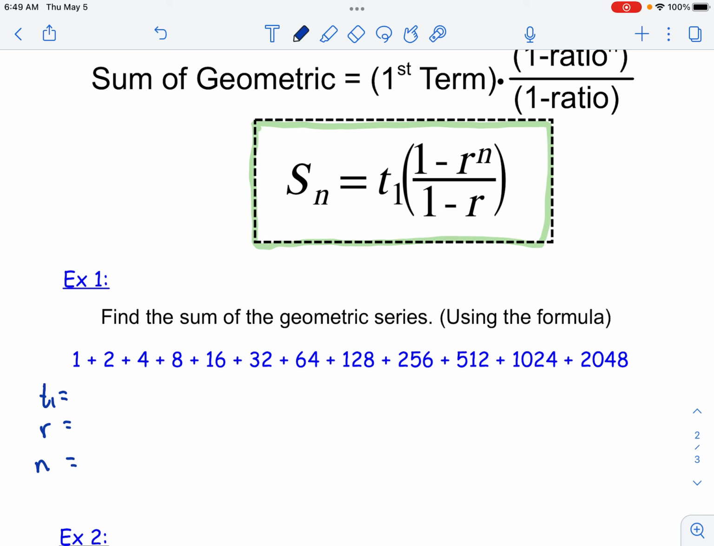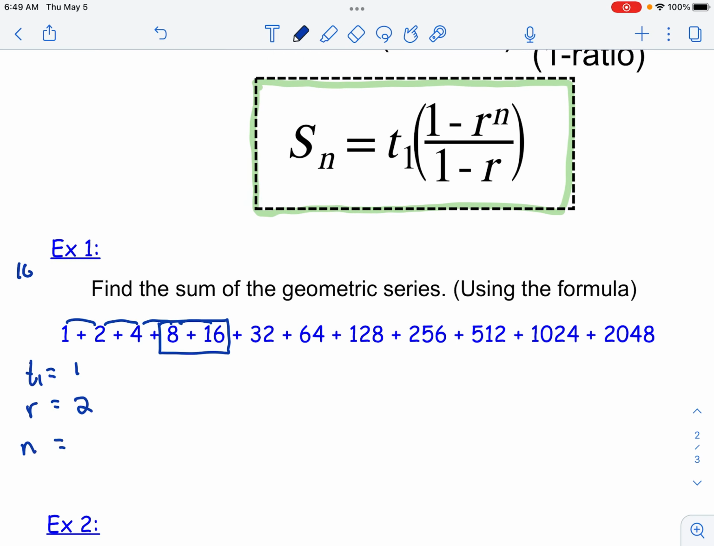First term, not too bad. It's given to us. That's 1. And then the rate is what's happening as we go from 1 to 2, 2 to 4, 4 to 8, 8 to 16. For some people, it's kind of obvious: that's multiplying by 2. If you're not sure, or if it's a more complicated one than this, all you do is take 2 consecutive numbers and divide them. So 16 divided by 8, that's 2.